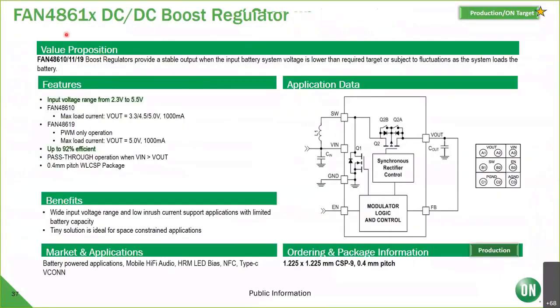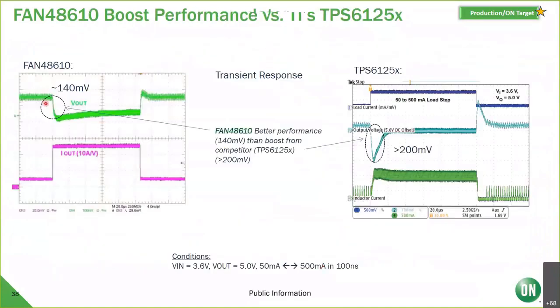One example is the FAN4861. This has a 2.3 to 5.45 input range, up to 92% efficiency in a small CSP package, 1.2 by 1.2, so very small. Excellent response to transients. So for a step of 500 milliamps, we've got a 140 millivolt change in VOUT versus a 200 millivolt change in VOUT. So that's good.